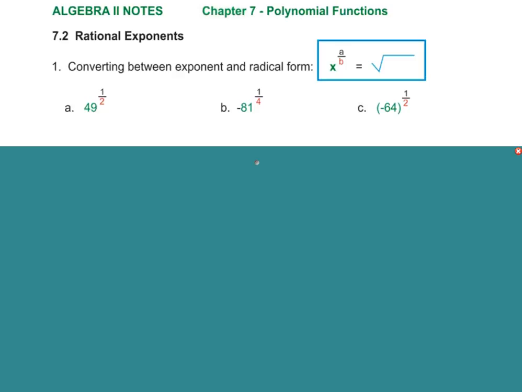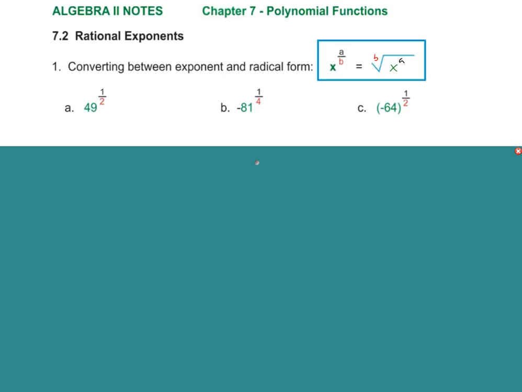Anybody remember how it goes? Alex? Okay, B is the index. And what's the radicand? Just x? X to the A, right? Is the way that goes. So B is the index, and the radicand is x to the A.